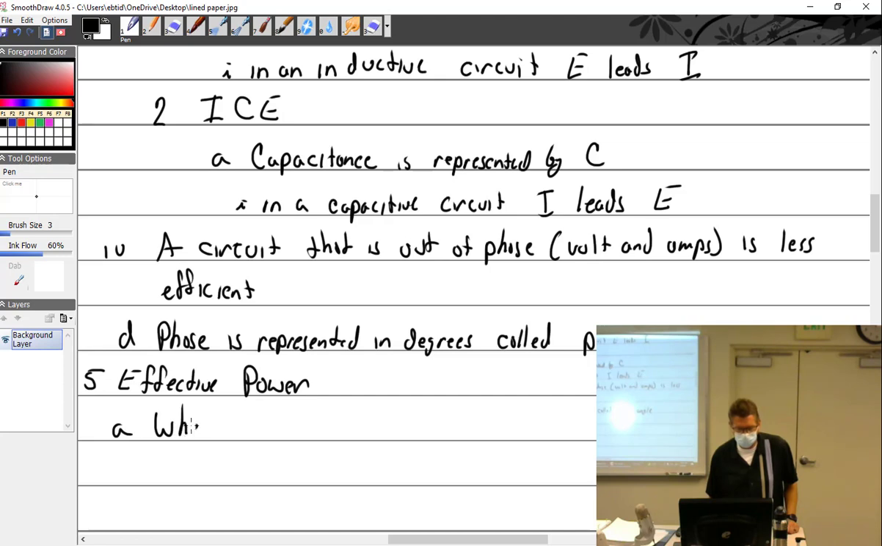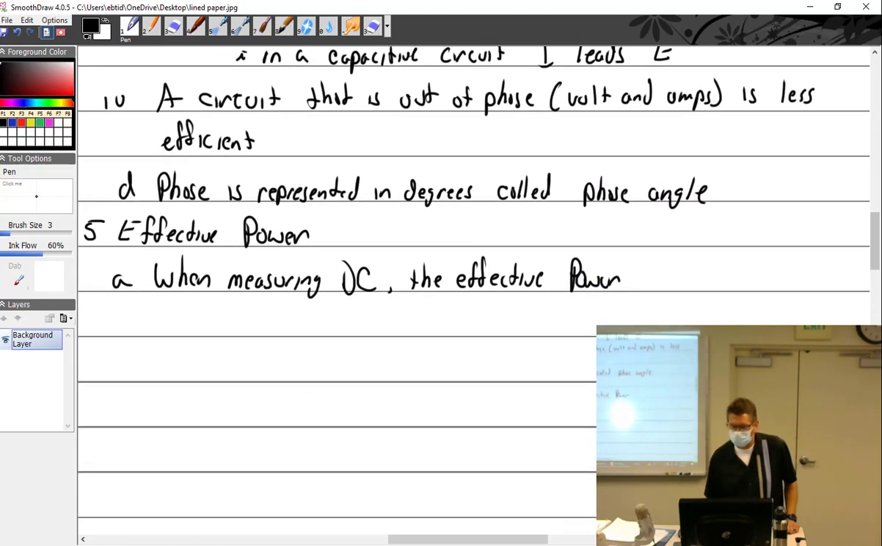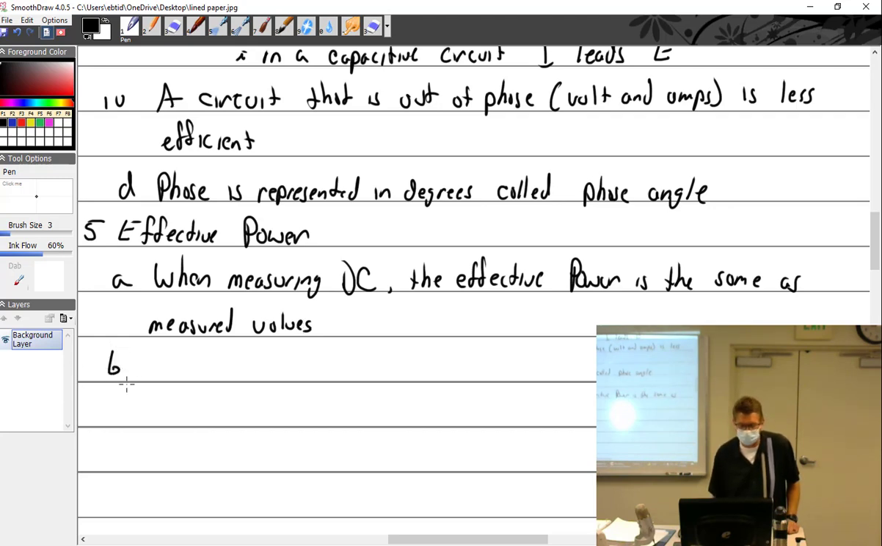Effective power. So when measuring DC, the effective power is the same as your measured values. I could say our calculated values. It is what you see, it is what you measure. There's nothing tricky about it. That's why we never talked about it. It's E times I, you get your watts, you get your power, boom, done. That's just it.